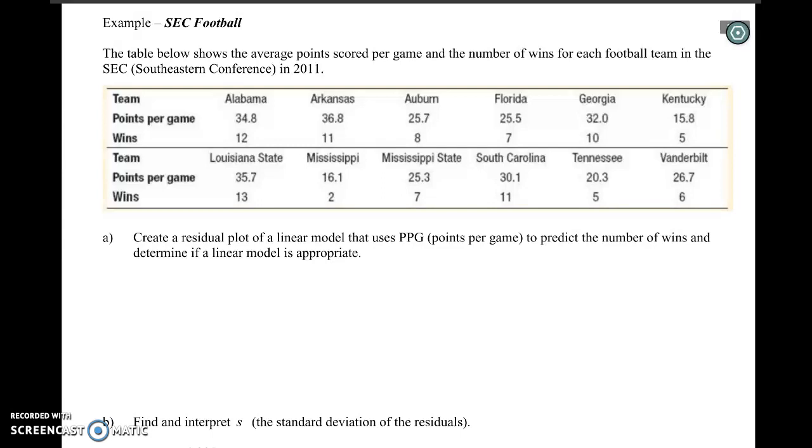SEC football. The table below shows the average points per game and the number of wins for each football team in the Southeastern Conference in 2011. So you can see Alabama and Auburn and all the teams and how many points they had per game and how many wins they won that season. Create a residual plot of the linear model that uses points per game to predict the number of wins and determine if a linear model is appropriate.